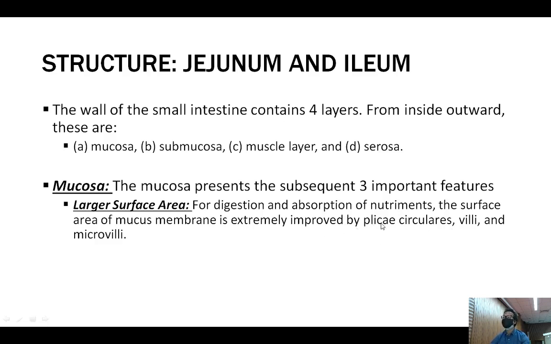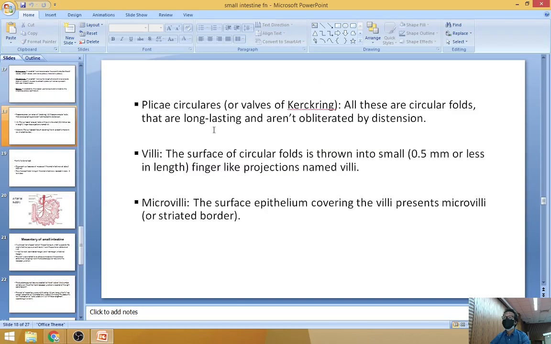Now, what are these plicae circularis, villi, and microvilli? Plicae circularis, or as we already said, the valves of Kerckring, are circular folds that are long lasting and are not obliterated by distension. That means these circular folds will not go away even if you extend the jejunum or ileum. It is a permanent structure.